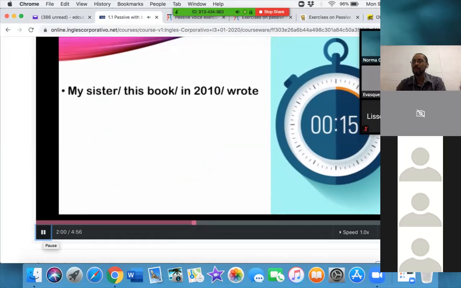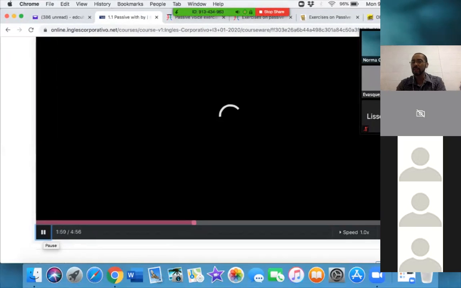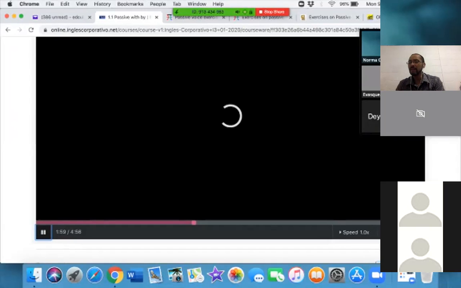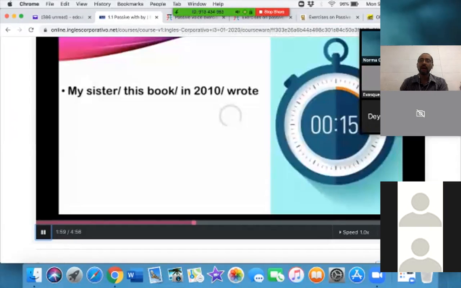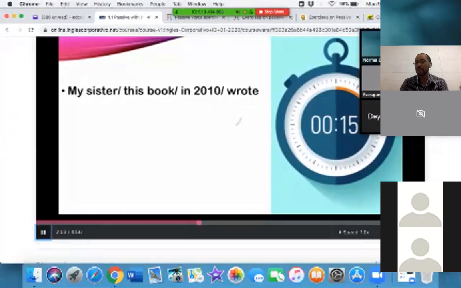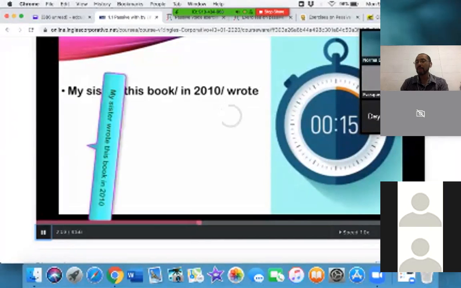My sister wrote this book in 2010 because the focus is, as we can see, always on what happened, okay? My sister wrote the book is the active. Always when we talk about active, we can think about the person. Which person did the activity or who did it? The name maybe is not necessarily a name. Sometimes we say, oh, this person or a person did it. Okay.